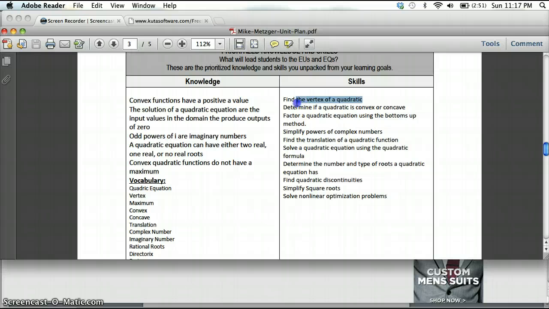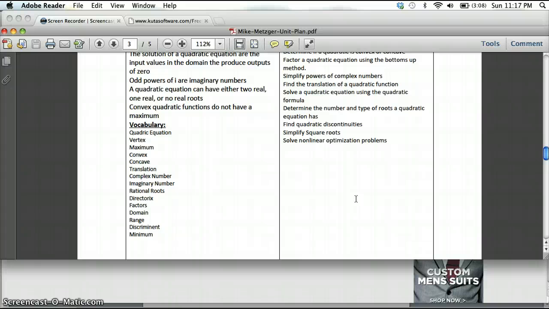So they need to find the vertex of a quadratic. They need to determine if a quadratic is convex or concave, because that's going to also produce the maximum or the minimum. They need to understand how to factor a quadratic equation using the bottoms-up method. They need to understand how to simplify powers of complex numbers. So these are the certain skills that students are going to have as they master the quadratic equation.